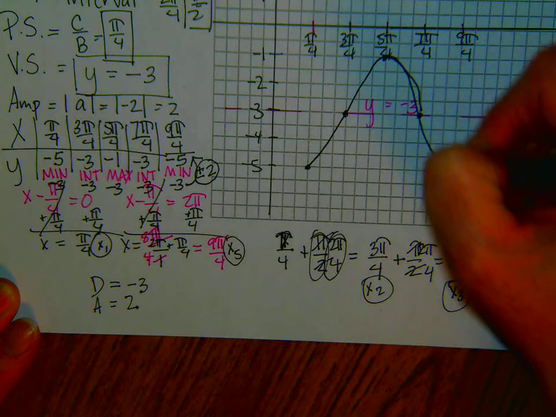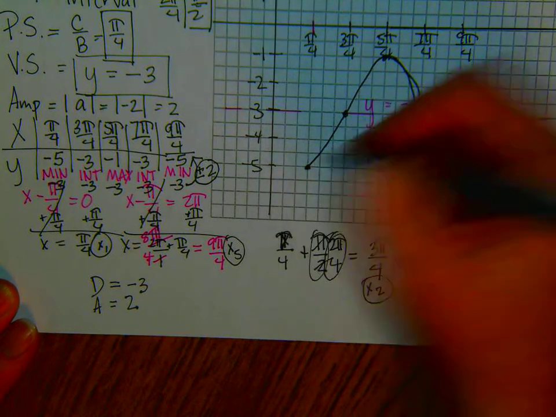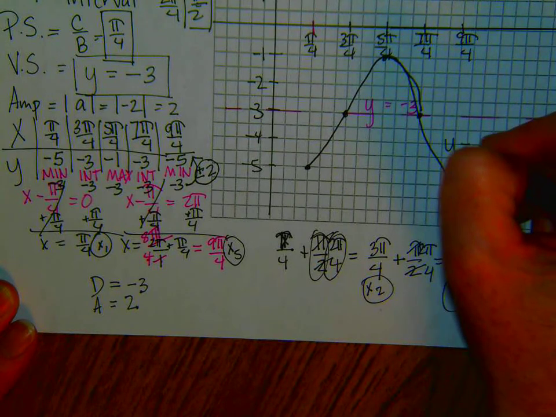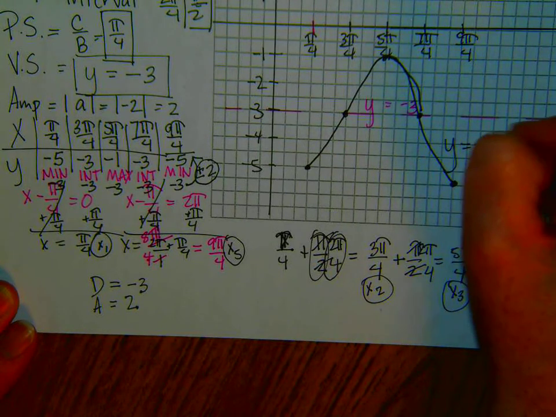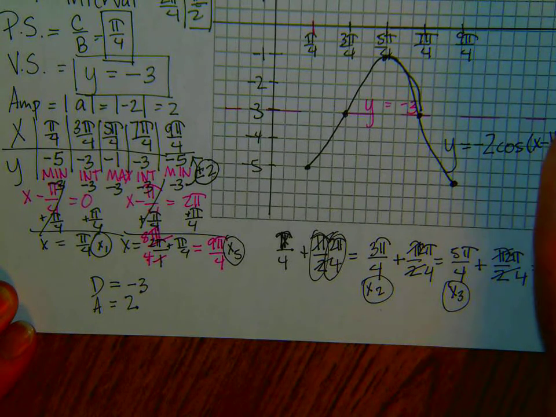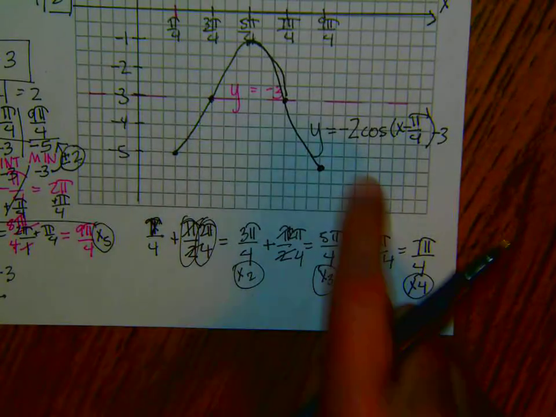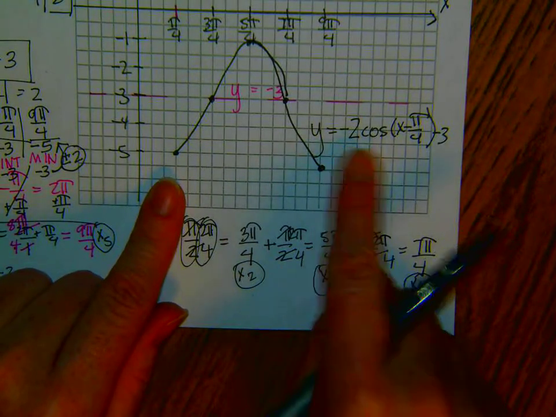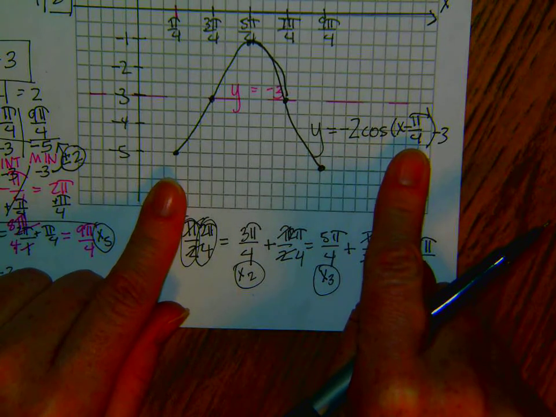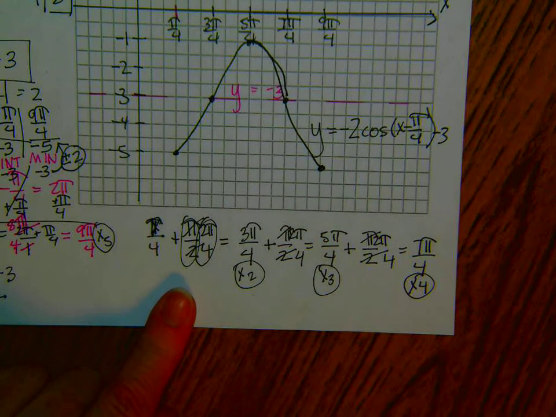Okay, there we go. So now we have graphed y equals negative 2 cosine x minus pi over 4 minus 3. And you see all of the facets of it. It's an amplitude of negative 2, it's cosine, it's shifted, and it's at negative 3. All right, there you go.